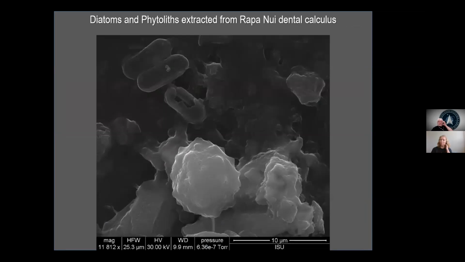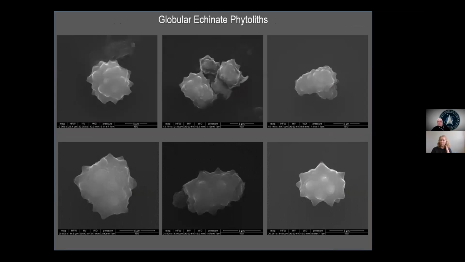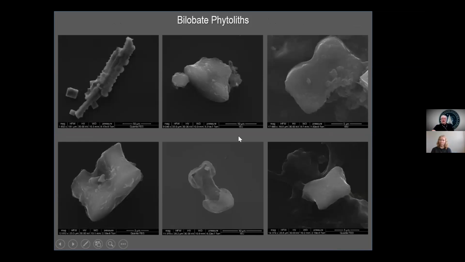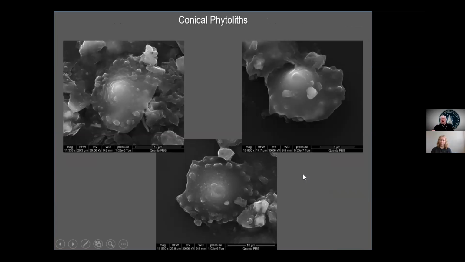I'm going to go through these pictures fairly quickly, but you can get just a sense of the beauty of these very small things. These are down in the neighborhood of 5 to 20 microns in size. So it's 5 to 20 millionths of a meter in size. They can be recovered at high frequency. Again, these are the bilobates. So these are the grasses, probably from sugar canes that show up in dental calculus.